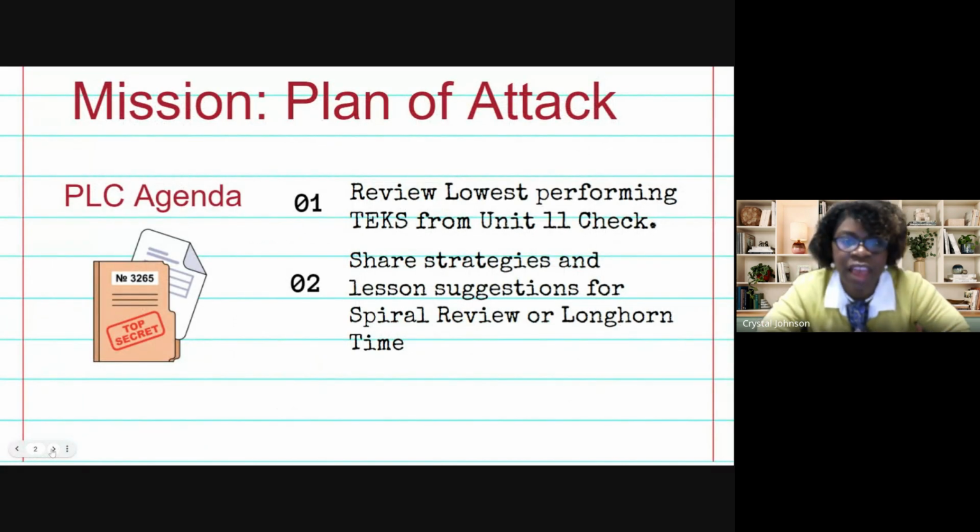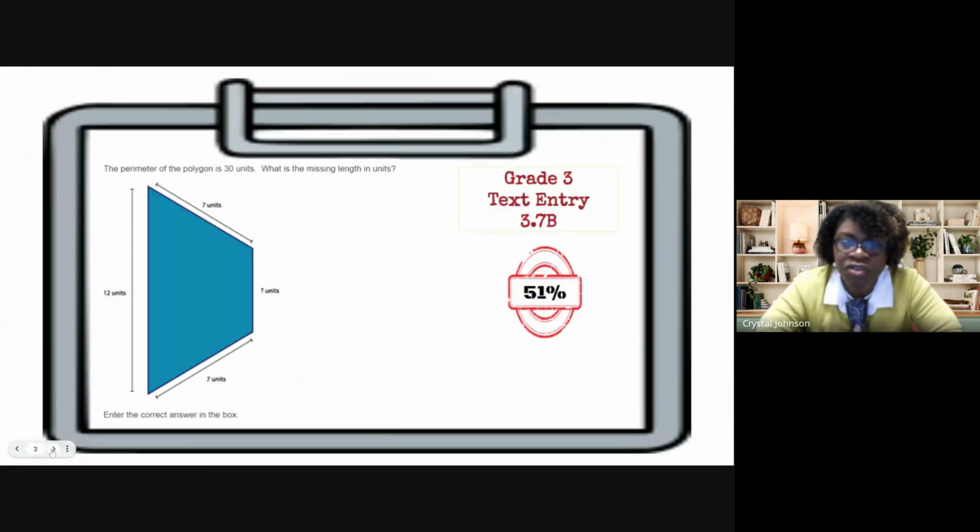So our plan of attack is that we will begin by reviewing the lowest performing TEKs from your Unit 11 check, and then we'll share some strategies and lesson suggestions for your spiral review or Longhorn time. The TEK that students struggled with the most was 3.7B, with 51% of our students being successful. So we had a little over half.